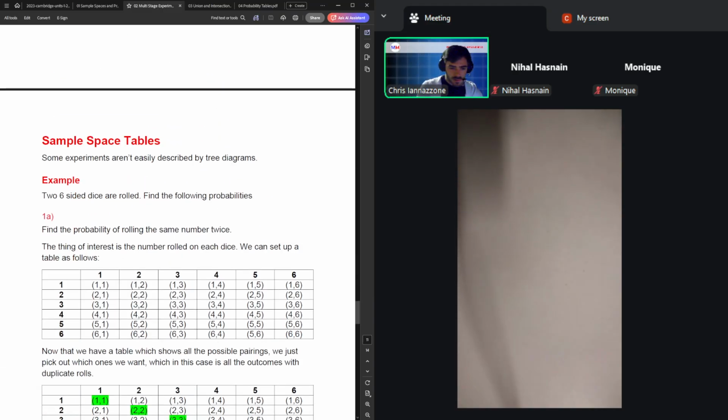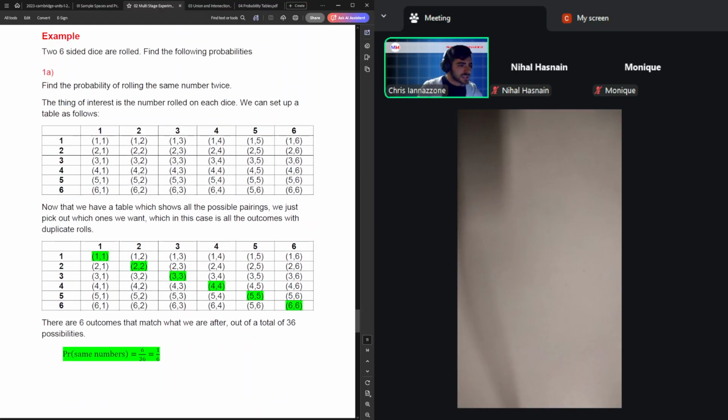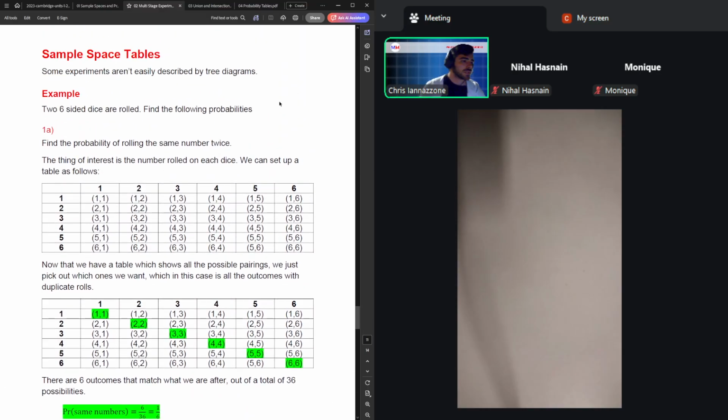Okay, last up we'll have a look at our sample space tables. So, as I sort of alluded to earlier, some of the experiments that we look at aren't super great to be explored via tree diagrams. Like that example of rolling 2 6-sided die. I still didn't draw the whole thing. There's 36 outcomes. You don't want to draw 36 branches and label them each individually.